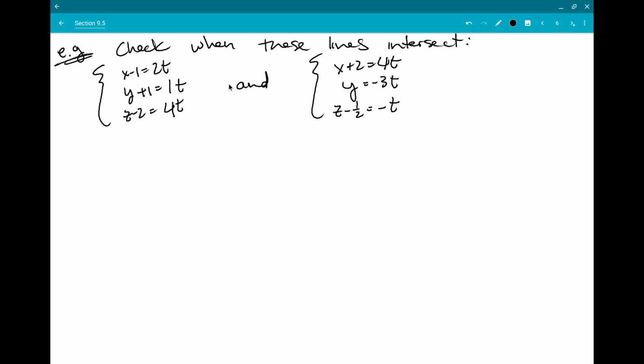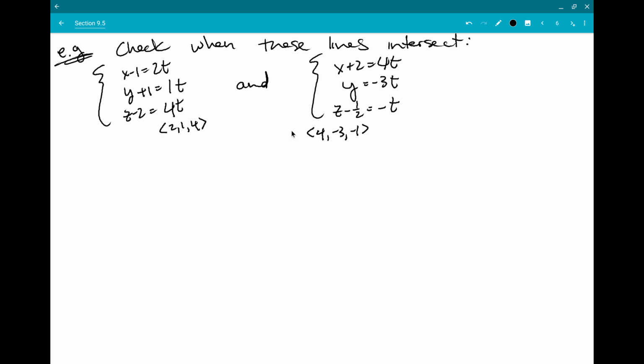Real quick, just recapping what we learned so far, we can read these equations and see that this line goes through the point (1, -1, 2) and heads in direction (2, 1, 4). This line goes through the point (-2, 0, 1/2) and heads in direction (4, -3, -1). You should get really used to doing that real quick read off of these equations.